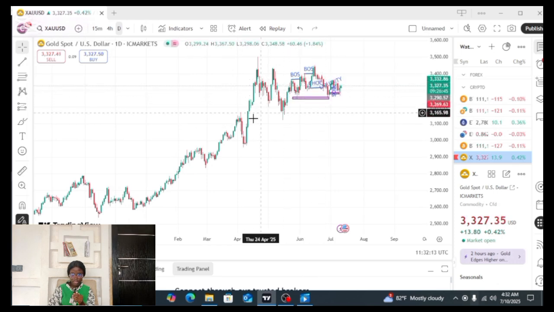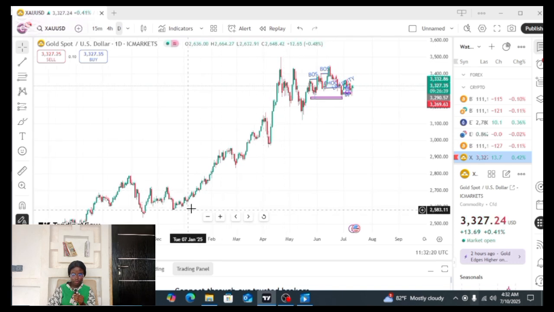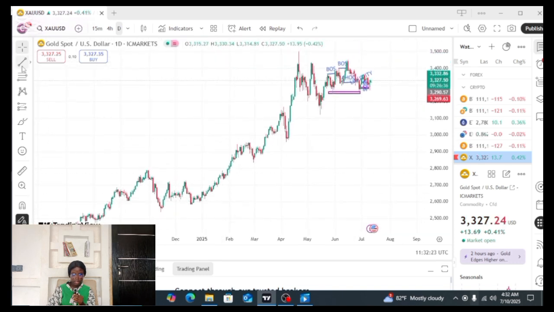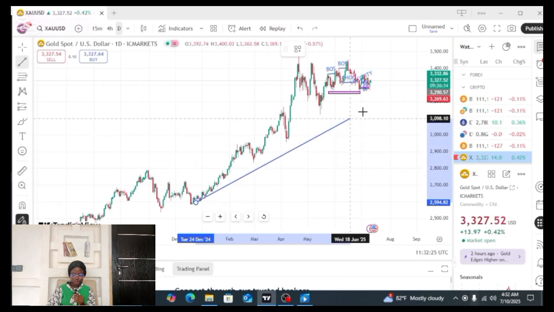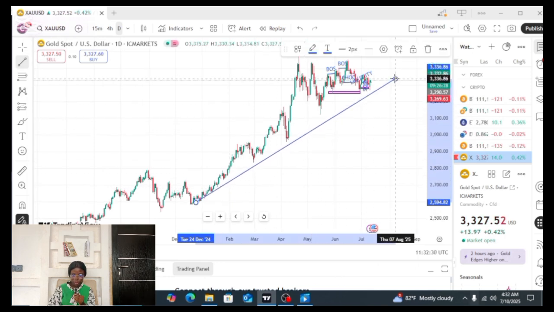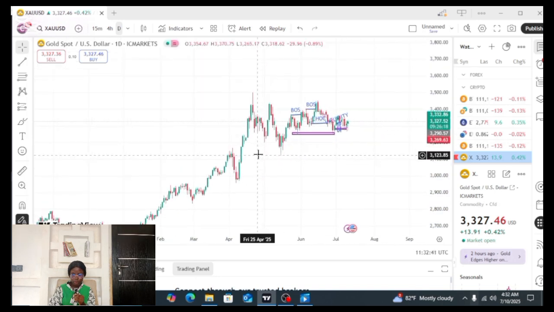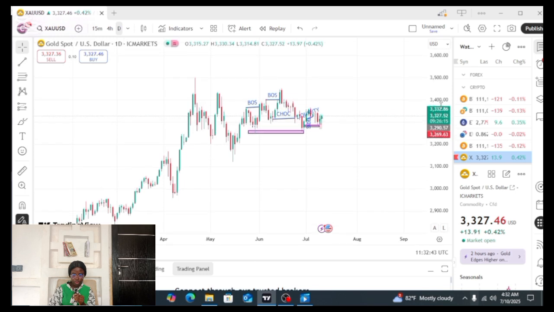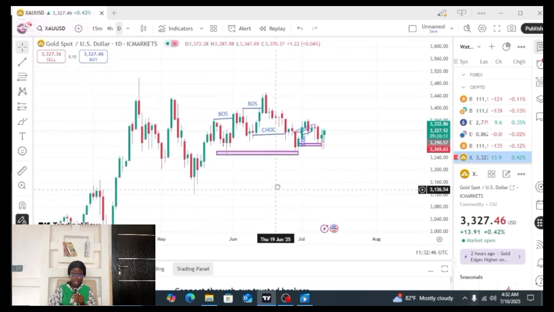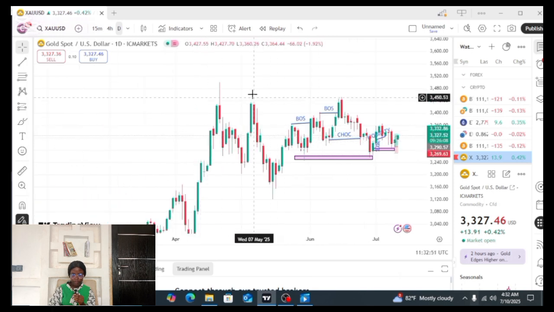Okay, so this trade I actually figured out from the daily time frame. Gold has been on an uptrend all this while. So we already know that the market structure is trending, and the market has been in an uptrend for some time right now. This is how I figure out the trade.